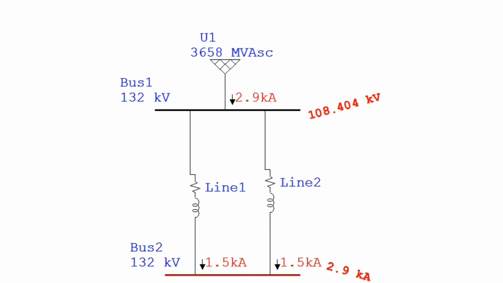The fault current comes as 2.9 kiloampere. It is supplied by the 132 kV bus 1 via these two lines. So 1.5 kiloampere will be catered by line 1 and 1.5 kiloampere by line 2. Under this condition, the bus 1 voltage will drop to 108.404 kV.